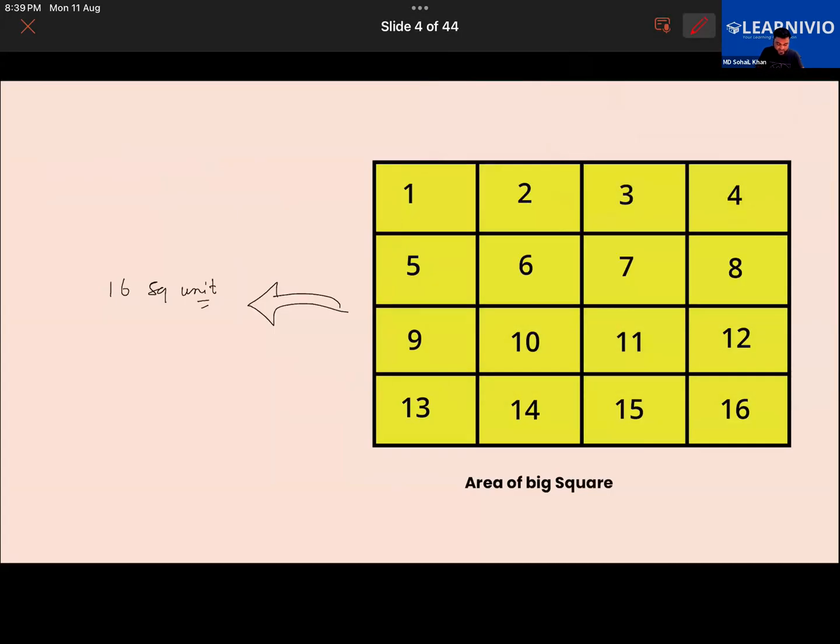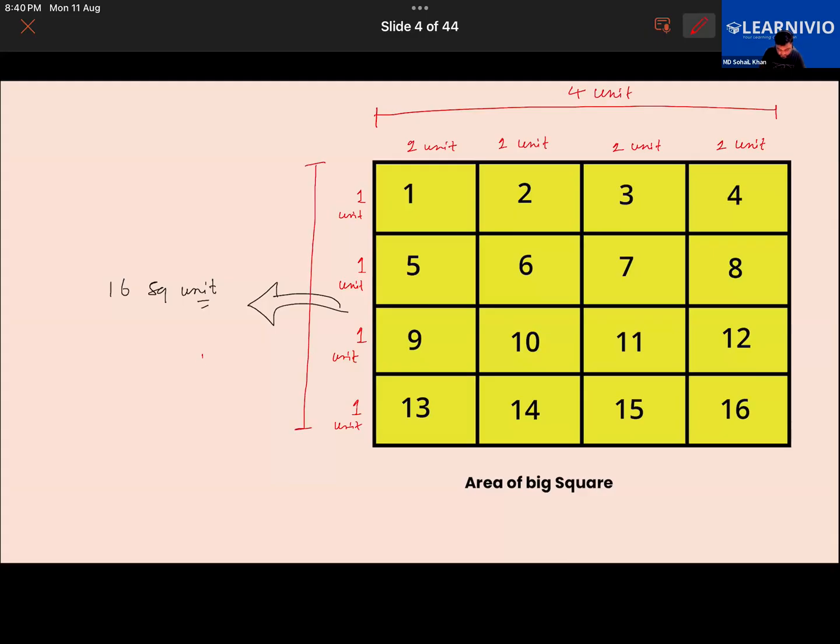Since all of these are squares, squares have the same length and breadth, so all the sides are the same. Say this is 1 unit, 1 unit, 1 unit. Let me write, these are all 1 unit, I mean to say sides. We have 1 unit of length, basically, and 1 unit of breadth. So in total, what is it? In total, it's 4 units, right? And that is also 4 units.